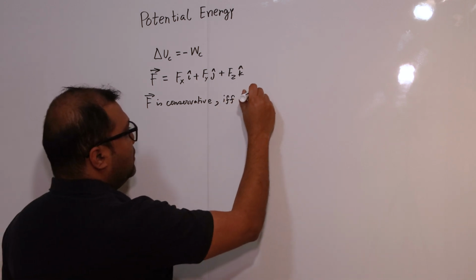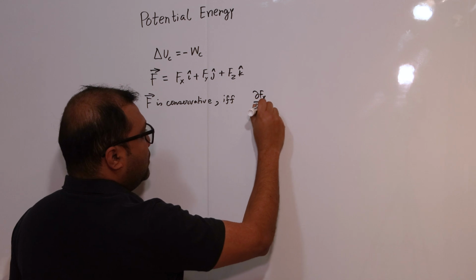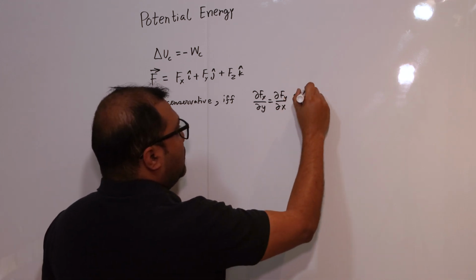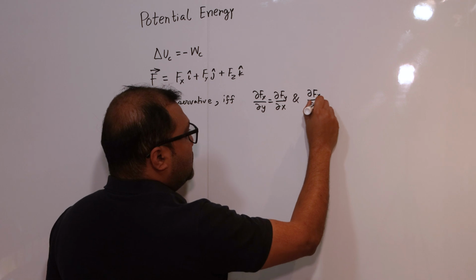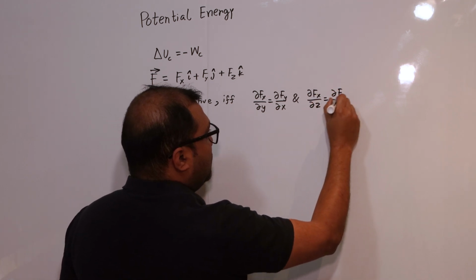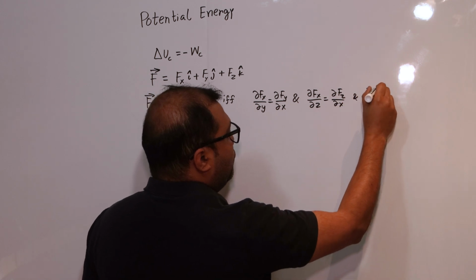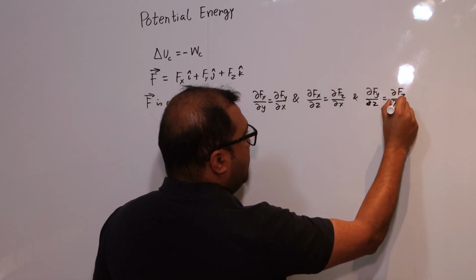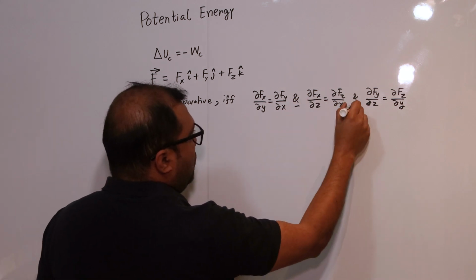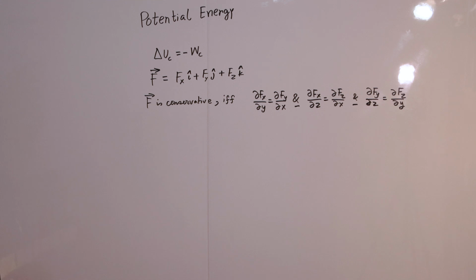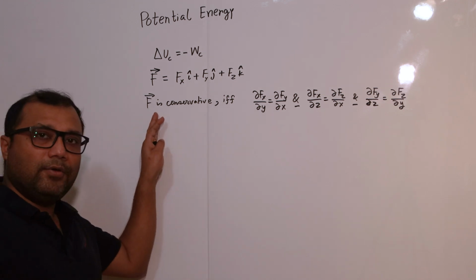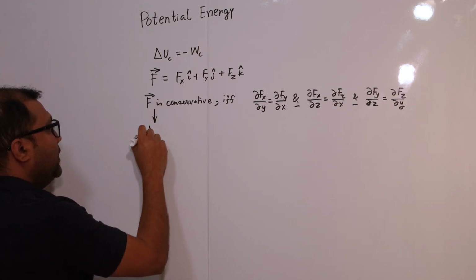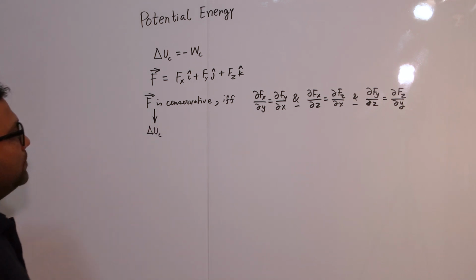the partial differential del Fx del y is equal to del Fy del x, and del Fx del z is equal to del Fz del x, and del Fy del z is equal to del Fz del y. These are AND conditions, so all of these must be satisfied. So only if this is satisfied, force F is a conservative force. Only if force is a conservative force, potential energy is defined for that conservative force. Okay?